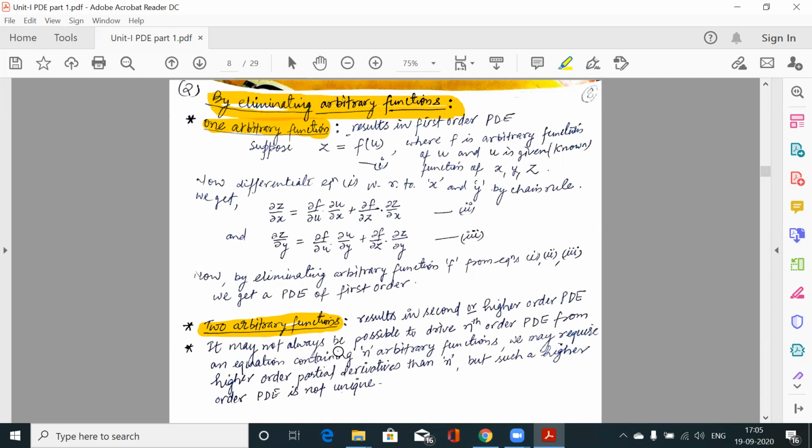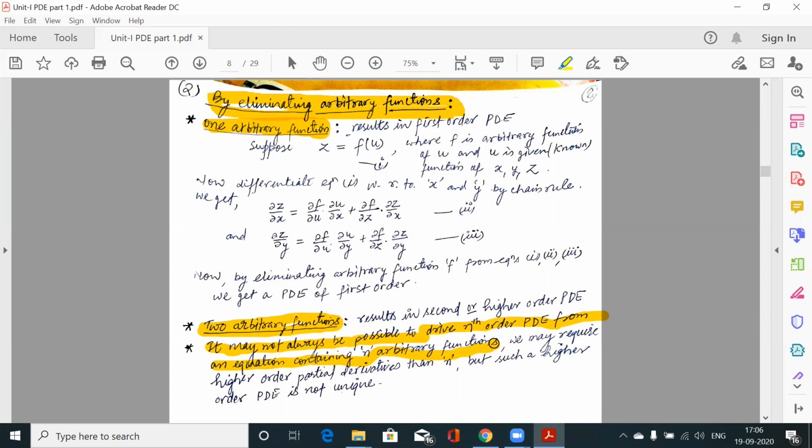Again, it is not always that if we are given one arbitrary function, we will get a first order PDE, and with two arbitrary constants, a second order PDE. So it is not the case. That is why we have written here also the remark: it may not always be possible to derive an nth order PDE from an equation containing n arbitrary functions. Means three arbitrary functions does not mean that we will get a PDE of third order. We may get a PDE of any order.